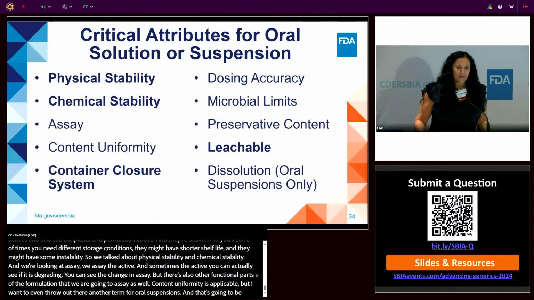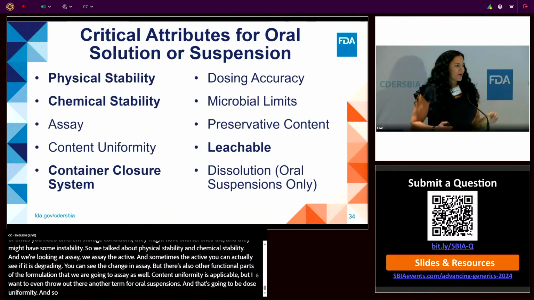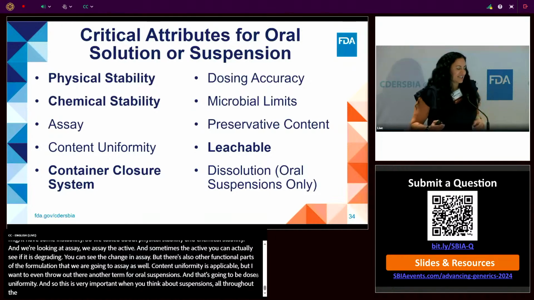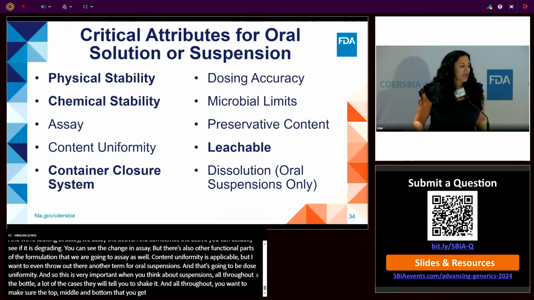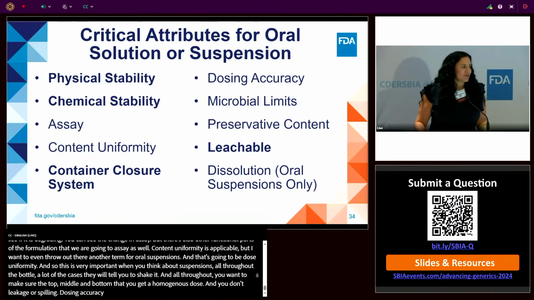This is very important when you think about suspensions. All throughout the bottle, in a lot of cases, they'll tell you to shake it. And you want to make sure from the top, middle, and bottom that you get a homogeneous dose given to the patient. Also over its shelf life, you want to look at dose uniformity. Container closure systems are very important for liquids because they have to be airtight. You don't want to have leakage or spillage. Dosing accuracy is critical in making sure you get the right dose to the right patient for the right indication.